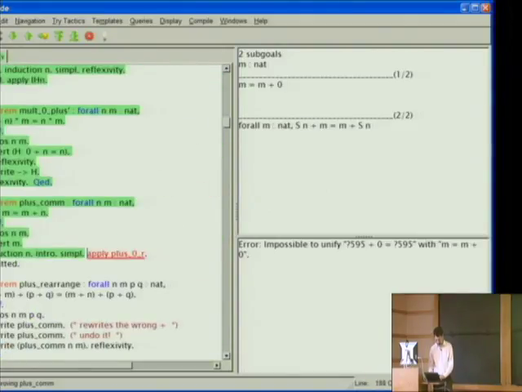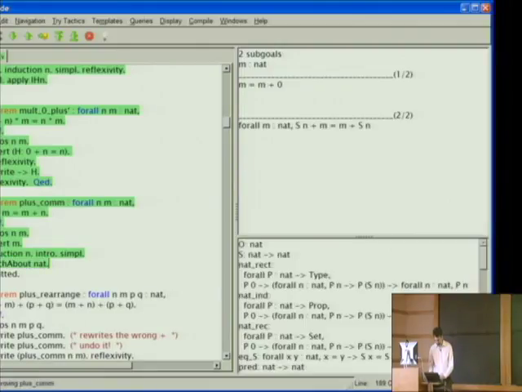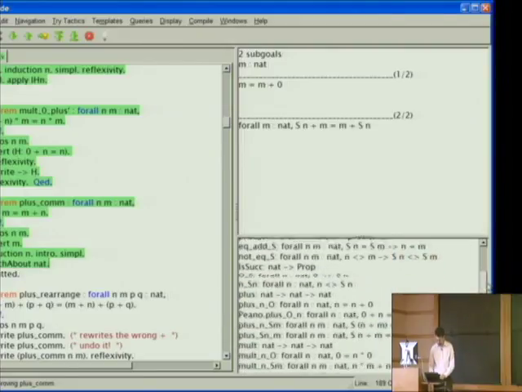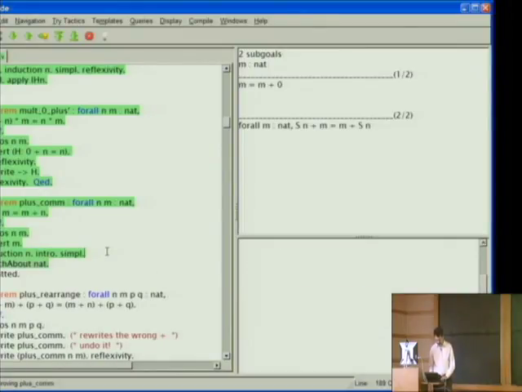Yeah, well, okay. Here's what I can do. I forget the name of the theorem I want to apply, so I can tell Coq to tell me all the names of the theorems it knows about natural numbers. And there's one.